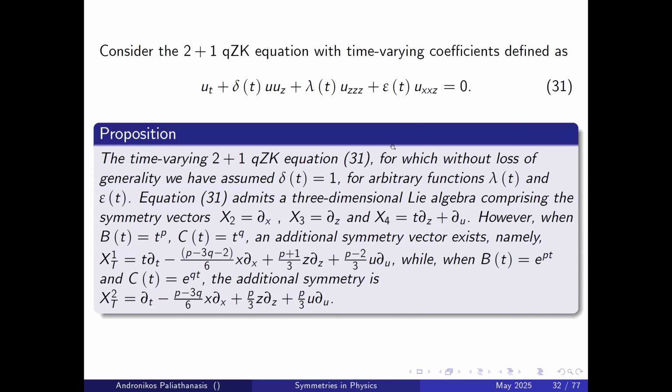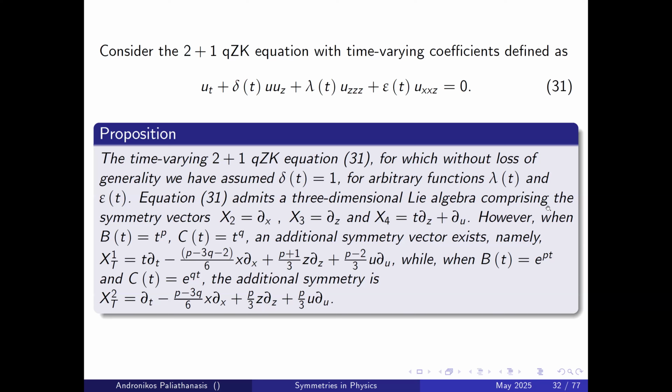Now, if we assume the 2+1 QZK equation with time varying coefficients defined as this, the time varying 2+1 QZK equation, for which without loss of generality we can assume delta(t) to be equal to 1. We can do that by dividing by delta and changing the time.